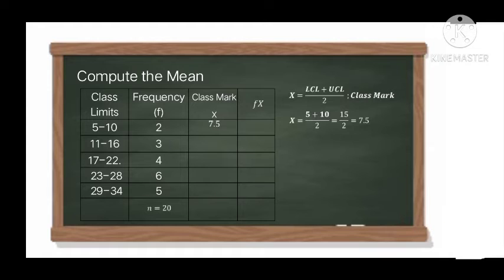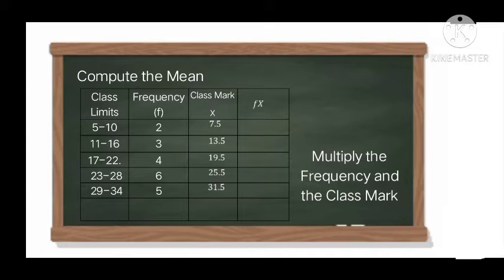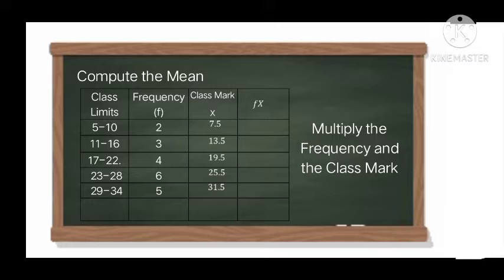Next class, we have 11 plus 16 divided by 2 is equal to 27 divided by 2 is equal to 13.5. Next, we have 17 plus 22 divided by 2 is equal to 39 divided by 2 is equal to 19.5. Next class, we have 23 plus 28 divided by 2 is equal to 51 divided by 2 is equal to 25.5. And last, we have 29 plus 34 divided by 2 is equal to 63 divided by 2 is equal to 31.5.